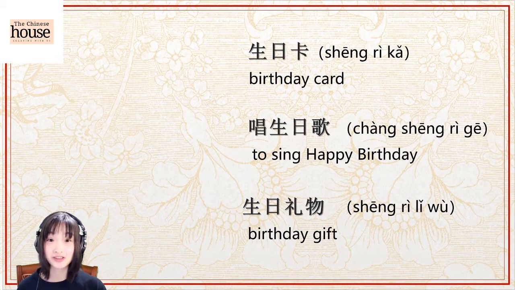生日礼物. We just learned gift last course, right? 生日礼物. 礼物 means gift. What about send the gift? 送礼物. Or sometimes you can omit the 物, because 物 means stuff and 礼 means gift. It's a stuff which is a gift, so you can just say 送礼, which is the same as 送礼物.